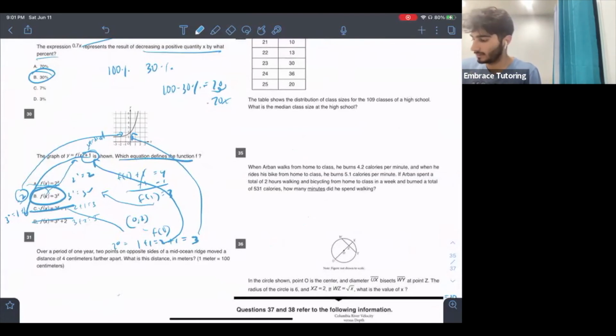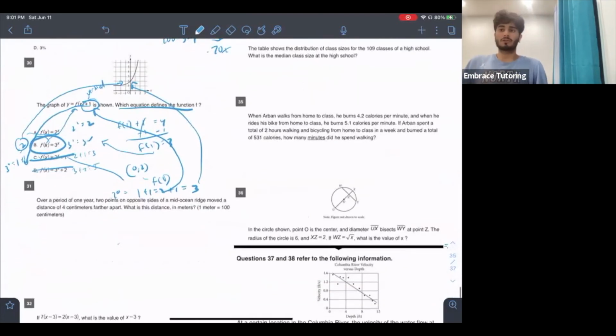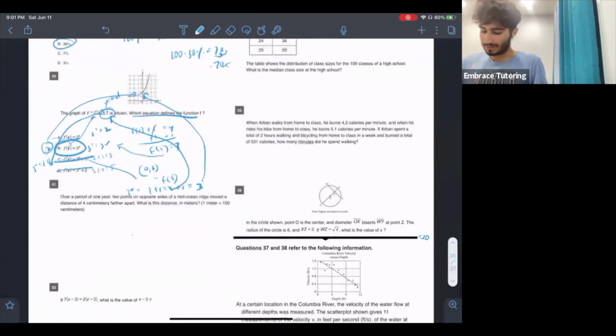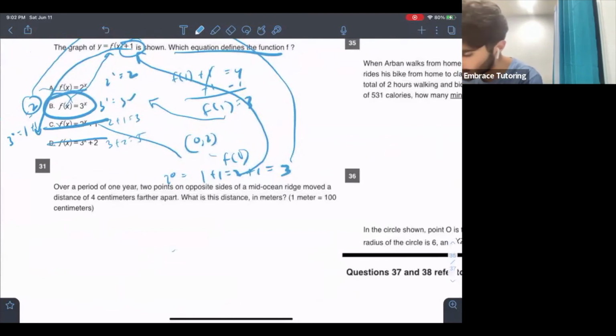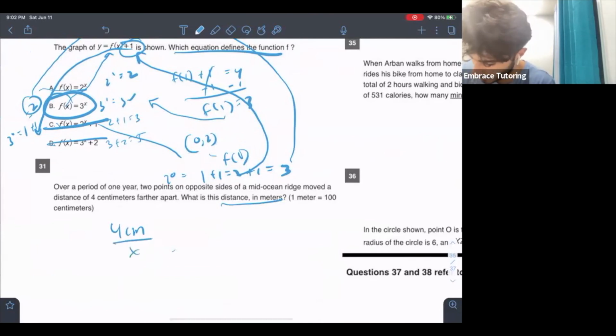Okay, yeah. Now we're done with the multiple choice section, and now we have the fill-ins. These get harder as the questions progress. Let's get started with this. Over a period of 1 year, two points on opposite sides of a mid-ocean ridge are moved a distance of 4 centimeters apart. What is the distance in meters, where 1 meter is 100 centimeters? So you have 4 centimeters times the actual distance.